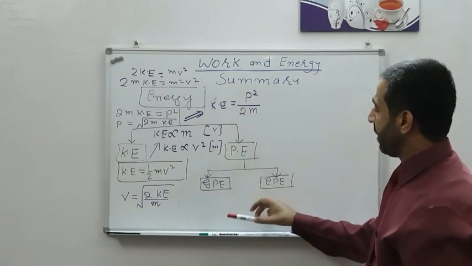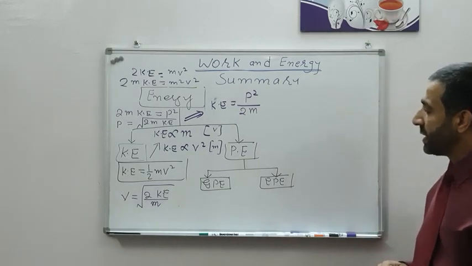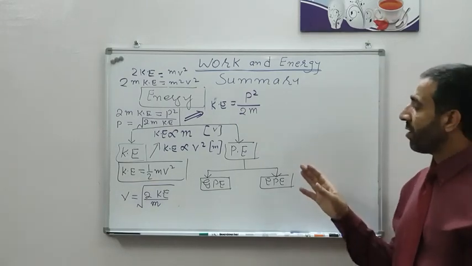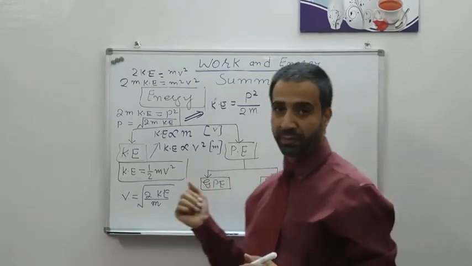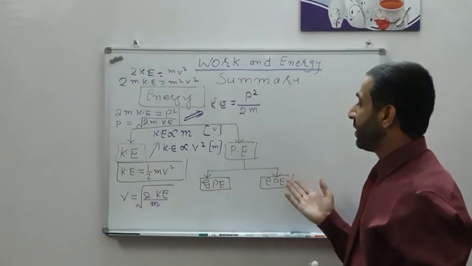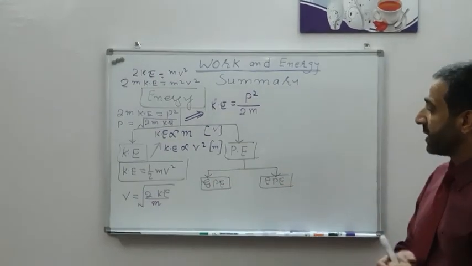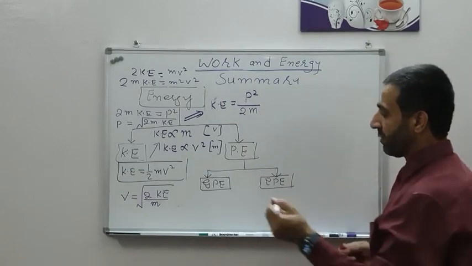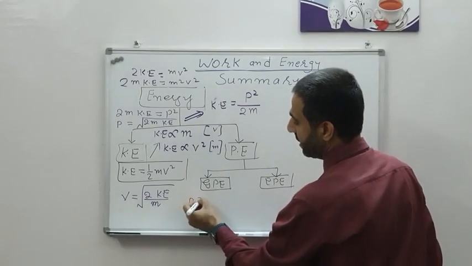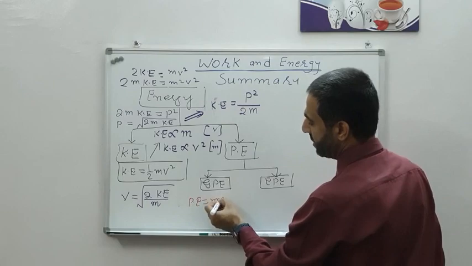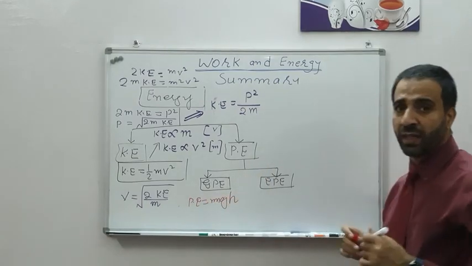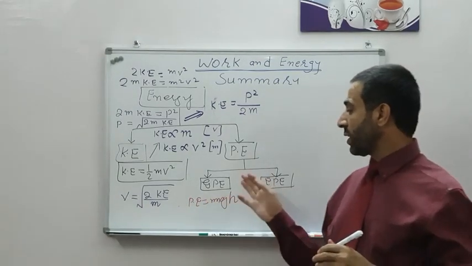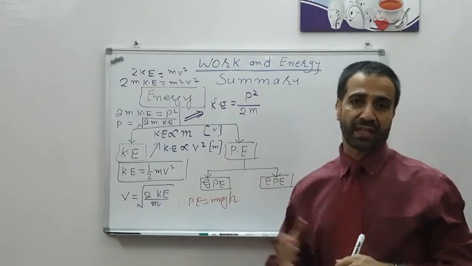Similarly, potential energy is due to the configuration or the position of the object. For example, there are two kinds: gravitational potential energy. What is gravitational potential energy? This kind of potential energy is the energy stored in a body when it is raised against gravity.